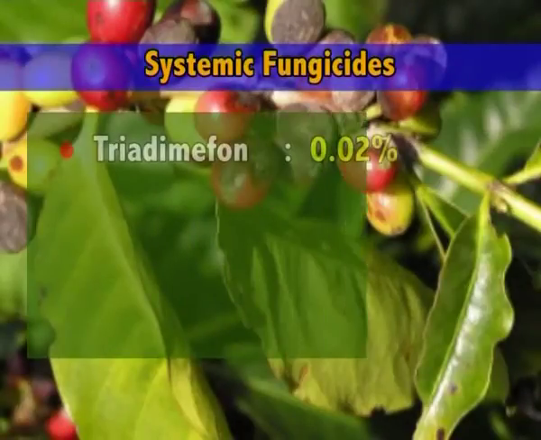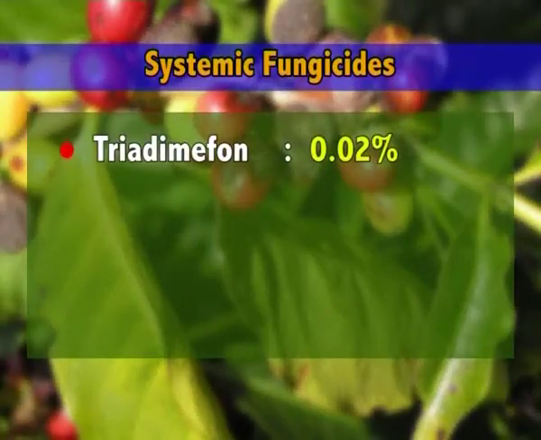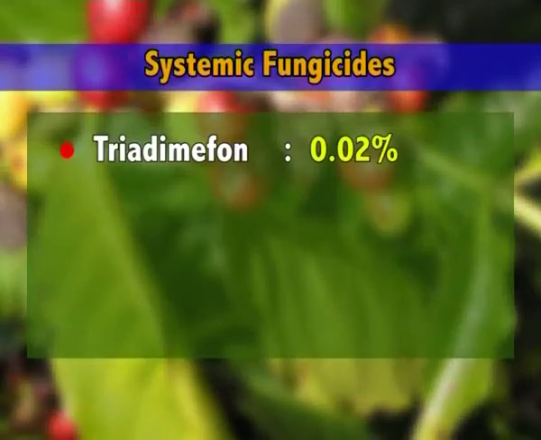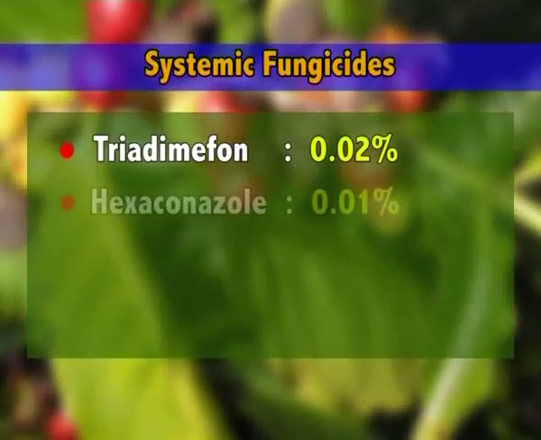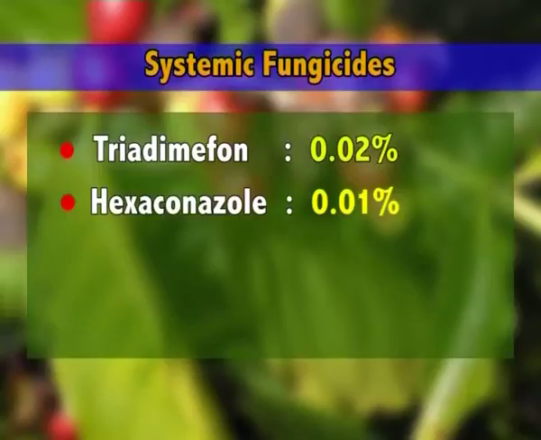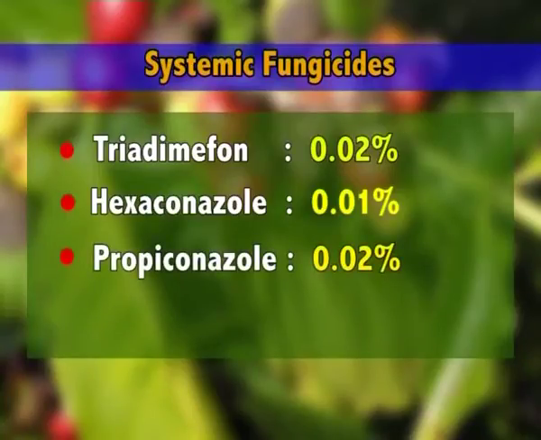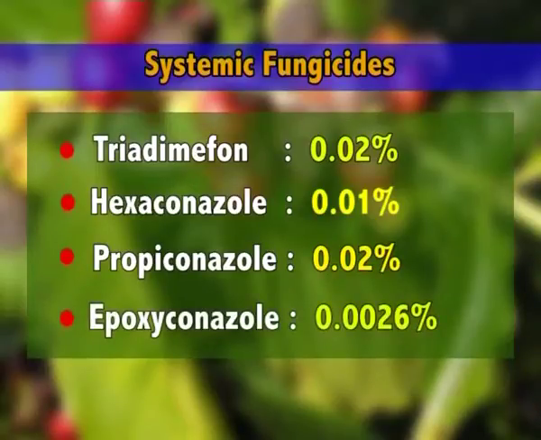Next, we can go for spraying of a systemic fungicide. Some of the systemic fungicides are triadimefon, at a dose of 0.02%, or even hexaconazole 0.01%, or propiconazole at the rate of 0.02%, or epoxiconazole at the rate of 0.0026%.